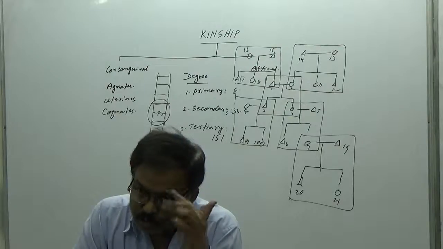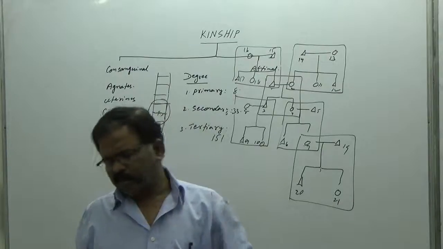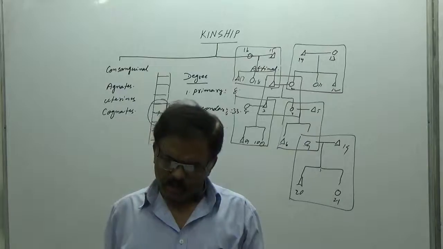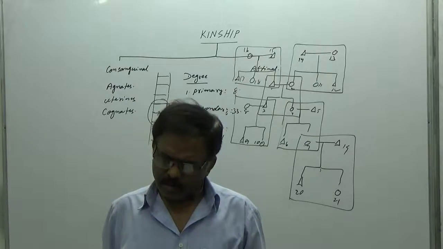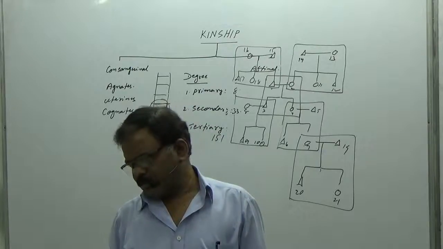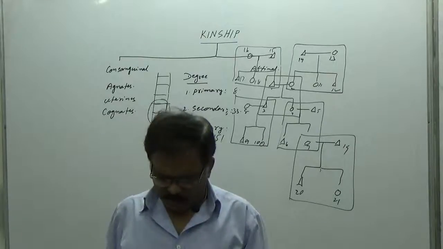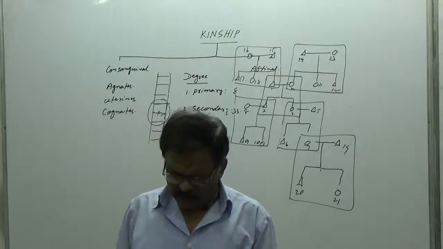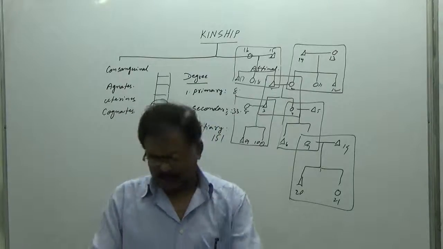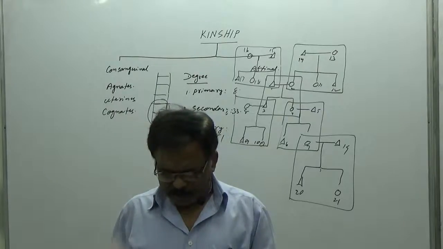Kin groups. Again some sort of difference is there, depending upon the social rule. Agnates, cognates, uterines, something. This is the first introduction to kinship. Okay, then classification of kin terms.